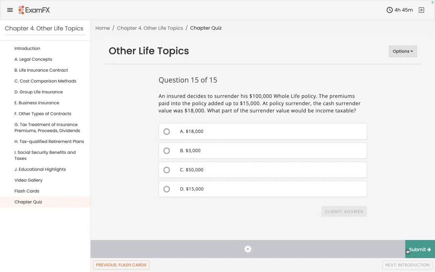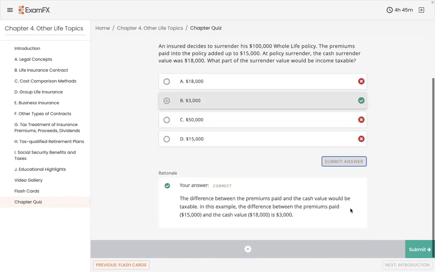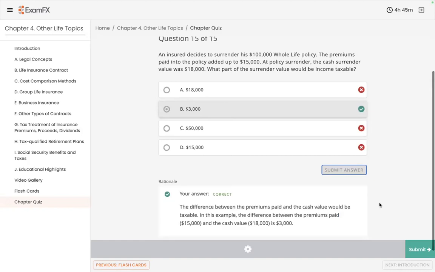I'm sure this has a surrender value of $18,000. The payments paid into the policy added up to $15,000. What part of the surrender value would be income taxable? Only the gain. So $15,000 was the premiums, $18,000 was the cash value. So there's a $3,000 gain. So you're going to pay taxes on the gains. Okay.